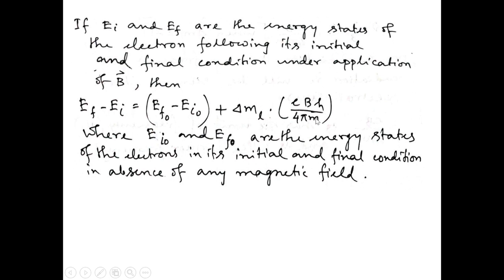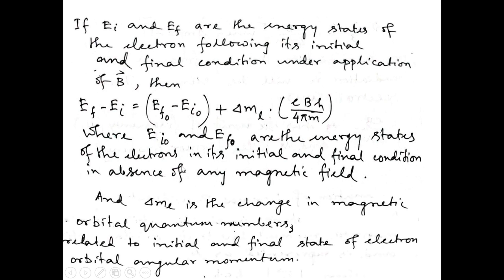where EI naught and EF naught are the energy states of the electron in its initial and final condition in the absence of the magnetic field, and the rest is due to the presence of the magnetic field. It is the total condition EF minus EI. And delta ml is the change in magnetic orbital quantum numbers related to the initial and final state of electron orbital angular momentum.